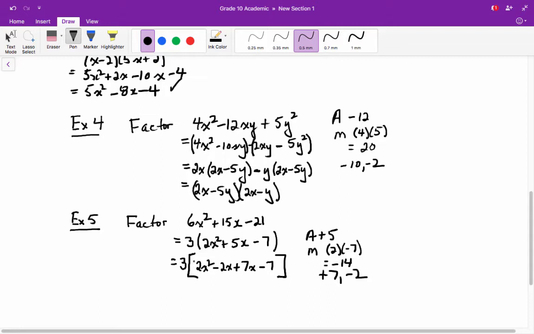Group the first two. Group the last two. And then common factor each of the round brackets. 2x leaves you with x minus 1. And 7 leaves you with x minus 1.